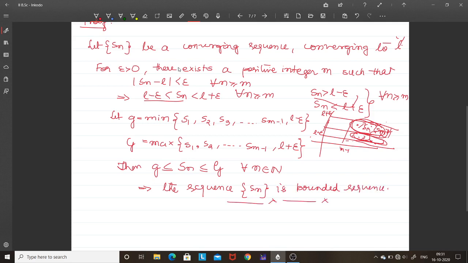The simple proof, simple theorem and simple proof. So you may get it for 2 marks.